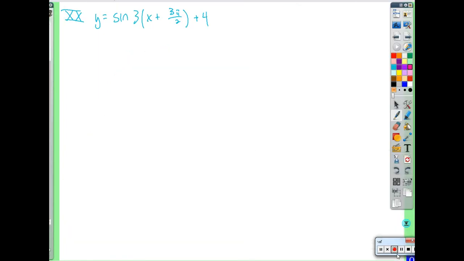All right, number 20. So what do we have going on here? We've got a vertical shift of 4. We're going to move to the left 3 pi over 2, and this one changes the period. When you have something times the parentheses with x in it, it changes the period, as opposed to something times the sine, which would change the amplitude. Okay, so let's incorporate all that into a graph.